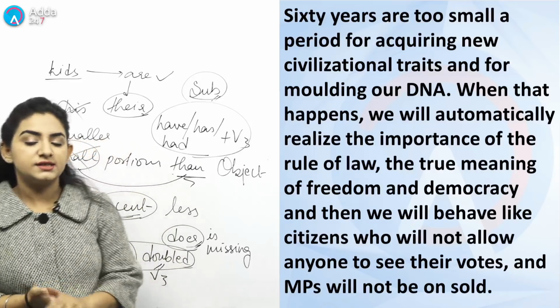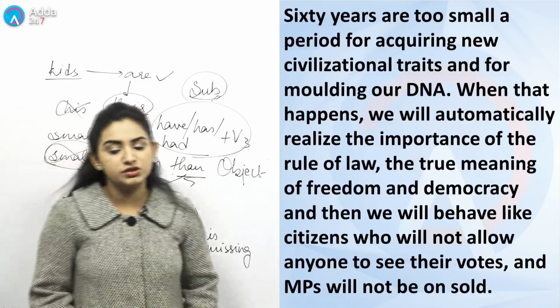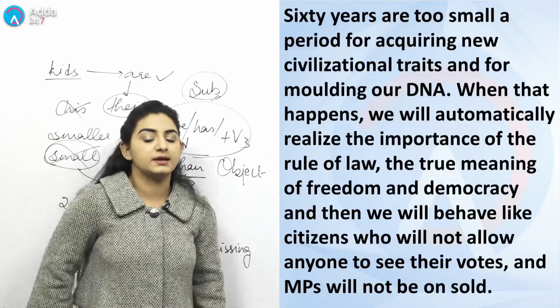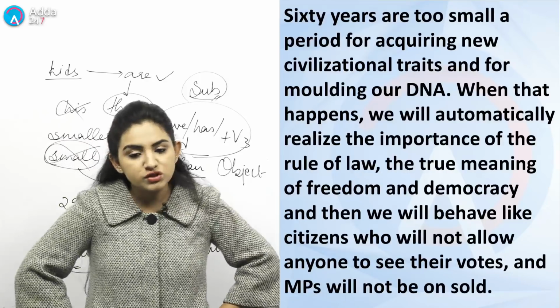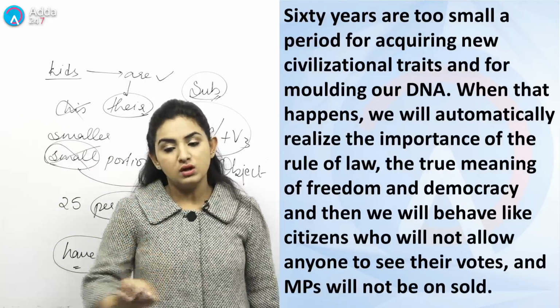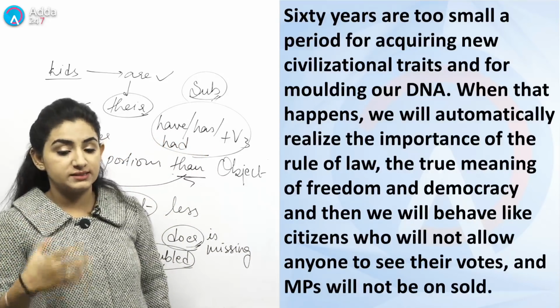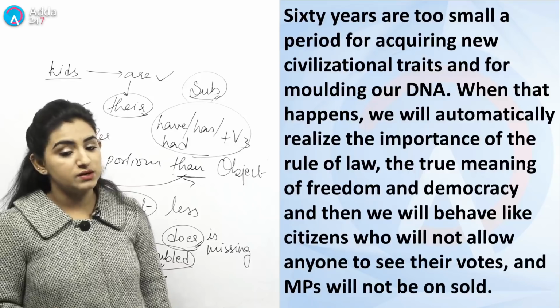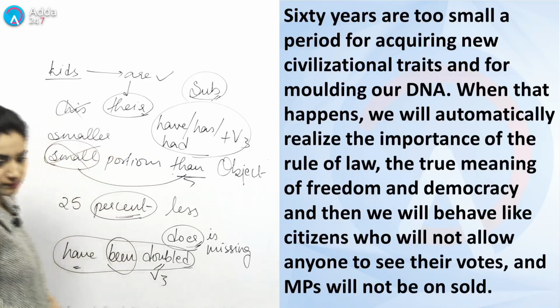Next other. 60 years are too small a period for acquiring new civilizational traits and for molding our DNA. When that happens, we will automatically realize the importance of the rule of law, the true meaning of freedom and democracy, and then we will behave like citizens who will not allow anyone to see their votes, and MPs will not be on sold. बताओ.